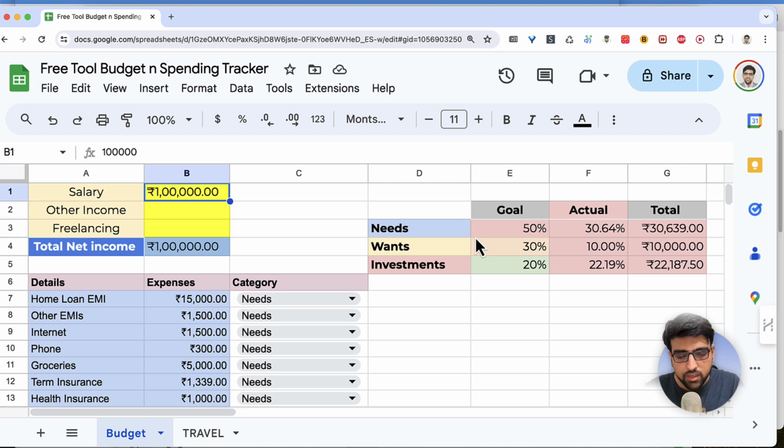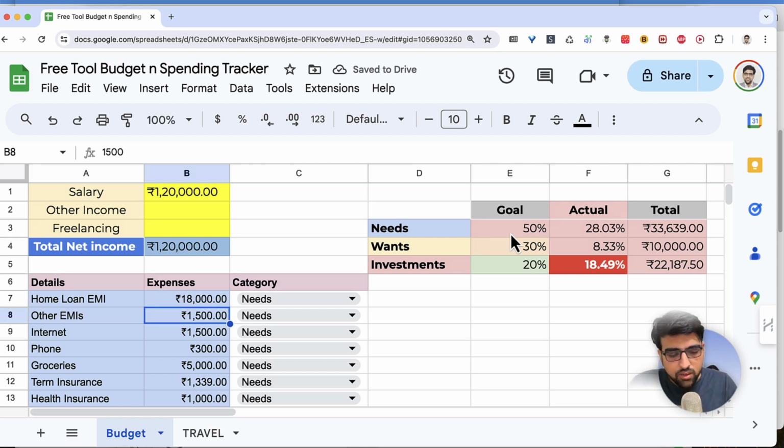Let us say someone's monthly take home is 1,20,000, and they don't have any other income. Their home loan EMI is, let us say, 18,000, which comes under needs. Any other EMIs, I strictly recommend not to have beyond your home loan or your first car, but still people keep buying iPhones with their credit card EMIs, etc. So for that, you can key it in here, or your car EMI maybe.